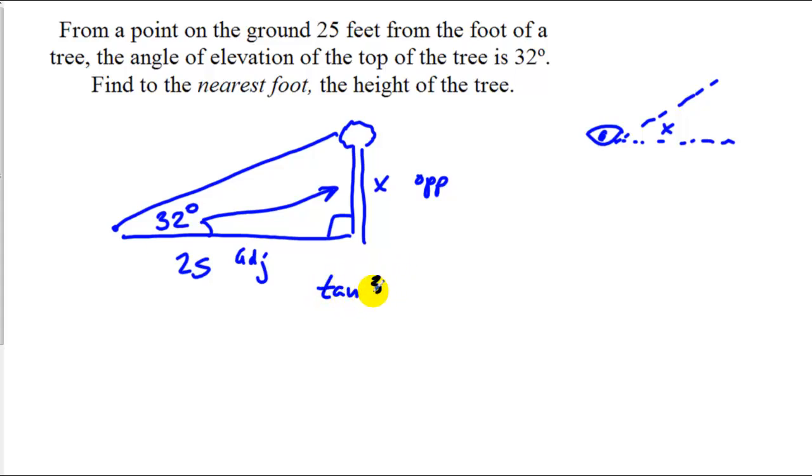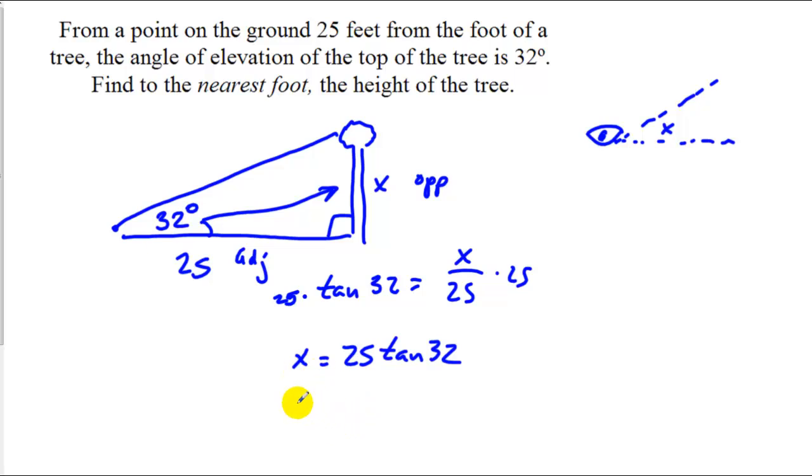Tangent 32 is equal to the opposite, which we don't know, x, over the adjacent, which is 25. Multiply both sides by 25. And we get x equals 25 tan 32. And that's equal to about 15.6. They said round to the nearest foot, so that's 16 feet.